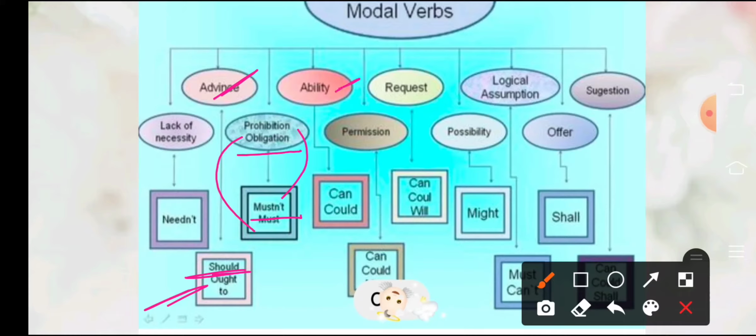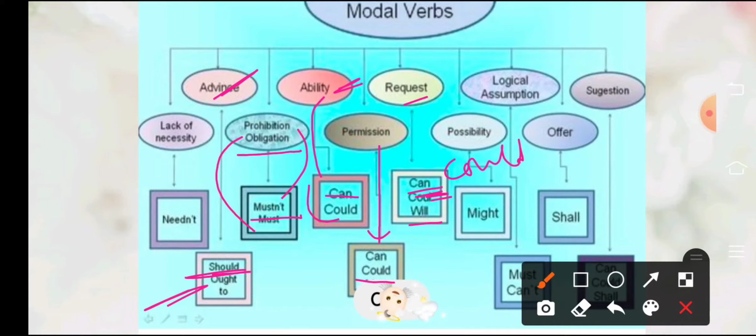Next is ability. For ability you can use can and could: can for present ability, and could for past ability. Next is permission. For permission you can use can and could. When it is a formal permission you can use can, and when it is a little more polite you can use could also. We learnt this in the previous videos. For request you can use can, could and will. This is could; by mistake it is written cool on the slide.